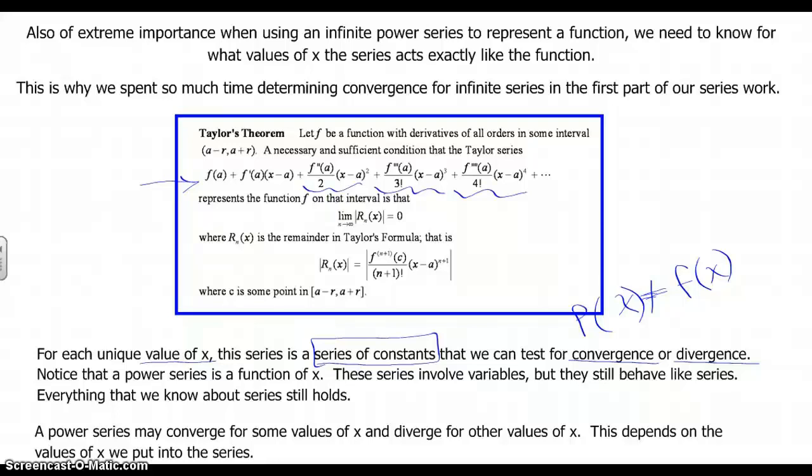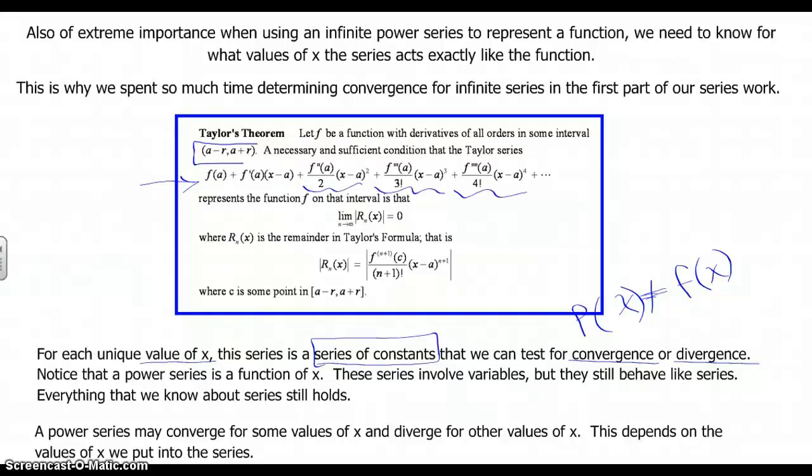So a power series may converge for some values of x and diverge for other values of x. It depends on the values of x we put into the series. And for our series work on the AP test, finding the values of x for which our power series converges is a big part of what we do. So this lesson begins to tie everything in together. All right?